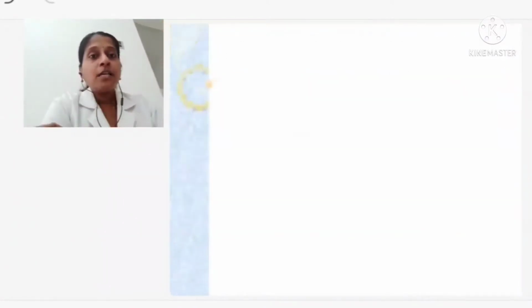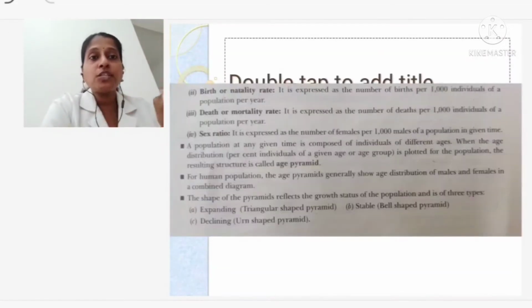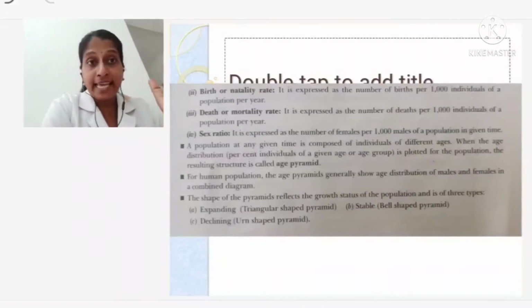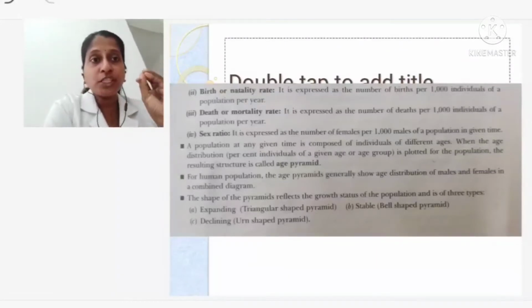Now when you see this population size, what we have discussed is that it is equal to N by S. What is N? N is the number of individuals, and what is S? That is the area I have considered for counting the number of individuals. So that is population density or population size.